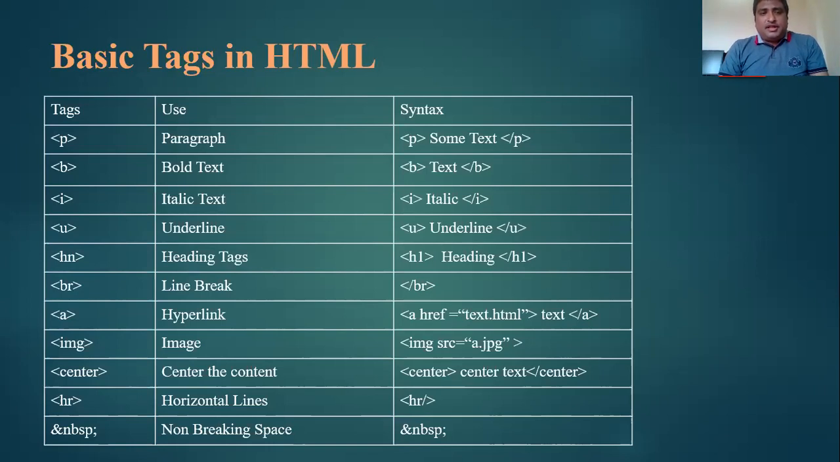So next one is the center tag. The center tag is used to make the contents centered. Next one is the hr tag. The hr tag is used to draw a horizontal line. And last one is nbsp.